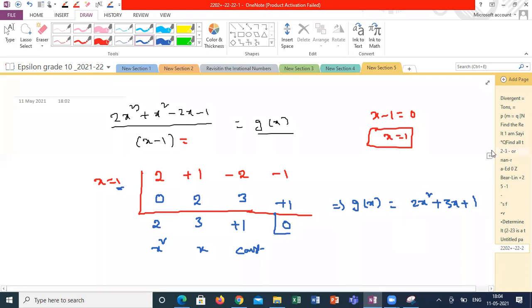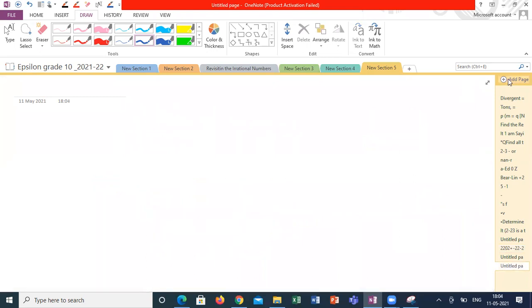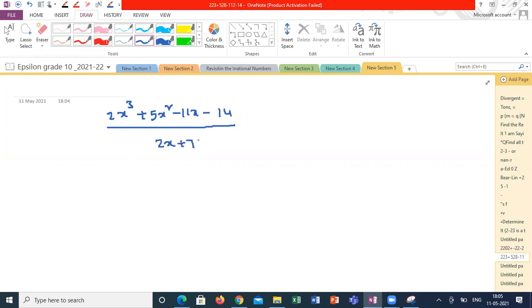Shall I go for some other question? I can move to other questions, or I can continue with one more question on the synthetic division method. I'm giving only one more question. What is the g of x if 2x cube plus 5x square minus 11x minus 14 is divisible by 2x plus 7 equal to g of x? Find the g of x.